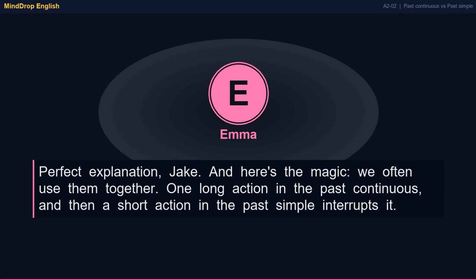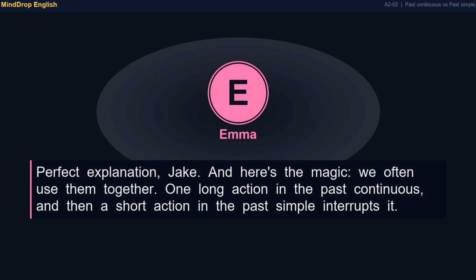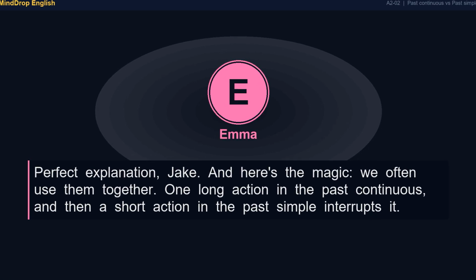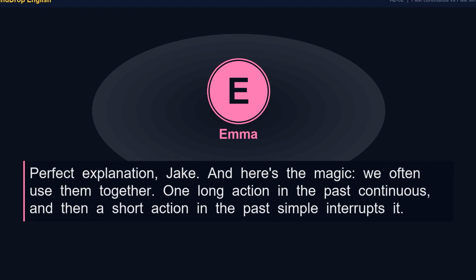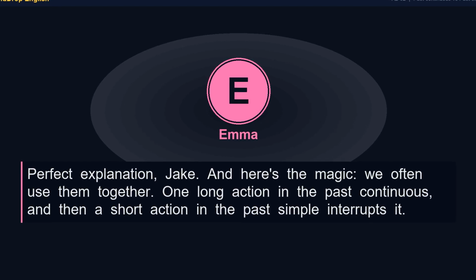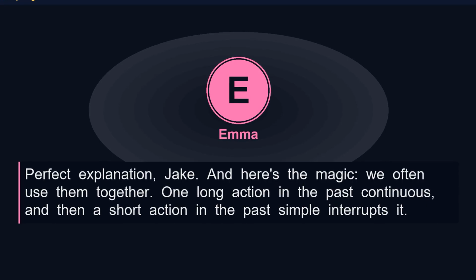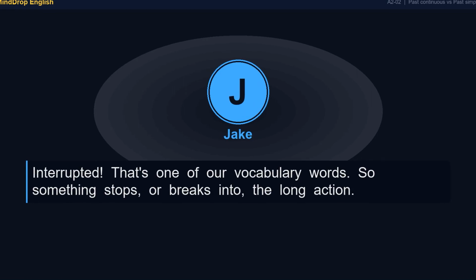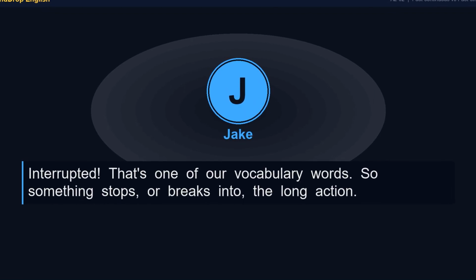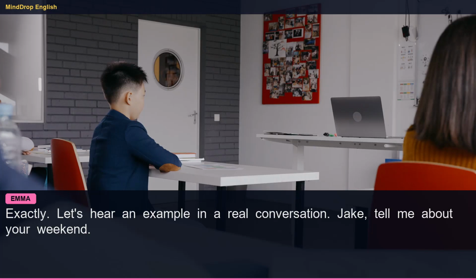Perfect explanation, Jake. And here's the magic. We often use them together. One long action in the past continuous, and then a short action in the past simple interrupts it. Interrupted. That's one of our vocabulary words. So something stops, or breaks into, the long action. Exactly. Let's hear an example in a real conversation.